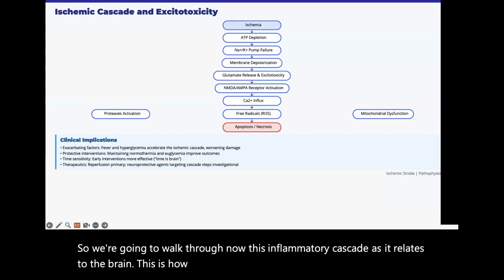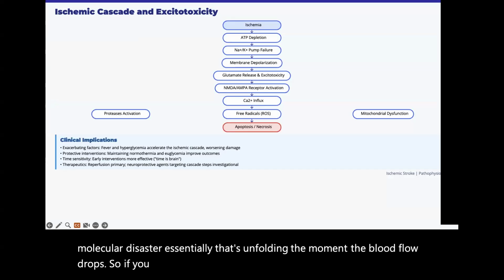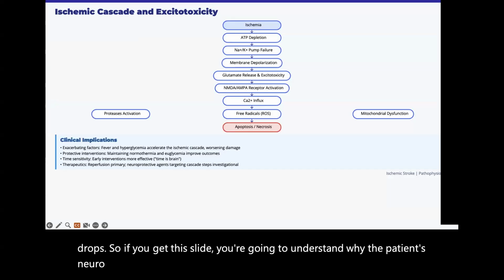So we're going to walk through now this inflammatory cascade as it relates to the brain. This is how ischemia triggers it. What happens is essentially a molecular disaster that's unfolding the moment the blood flow drops. If you get this slide, you're going to understand why the patient's neuro exam worsens minute by minute and why all the interventions are so time sensitive.